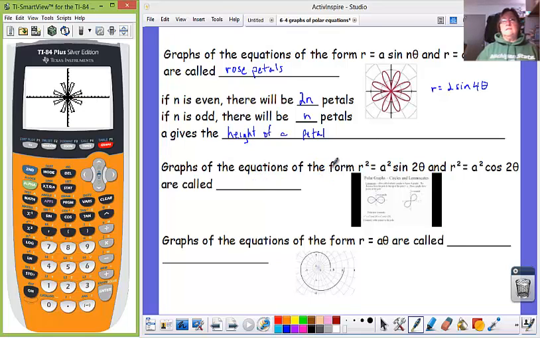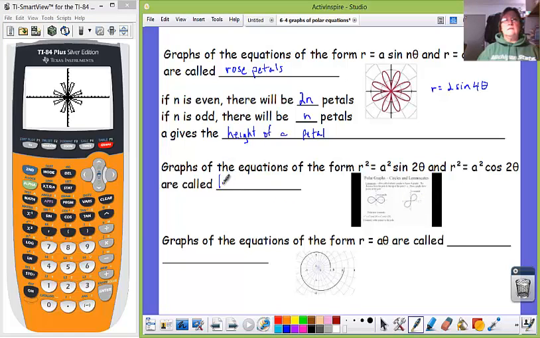The next ones, these guys' equations look more complicated, and they are. r squared equals a squared sine 2 theta, or a squared cosine 2 theta. These guys are called lemniscates. I have programmed one of them into my calculator. We need to talk about the way that you graph this.